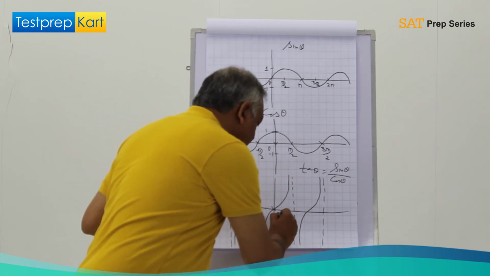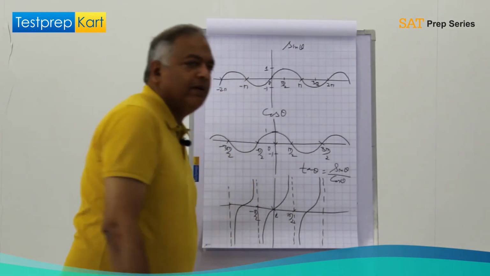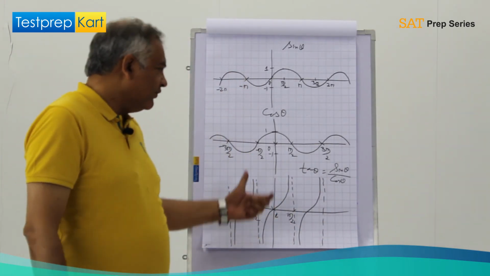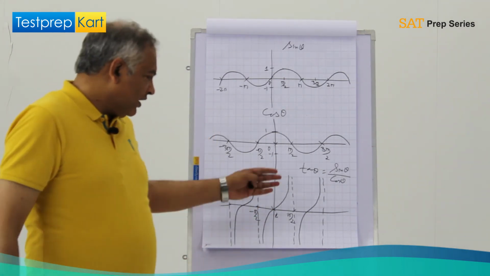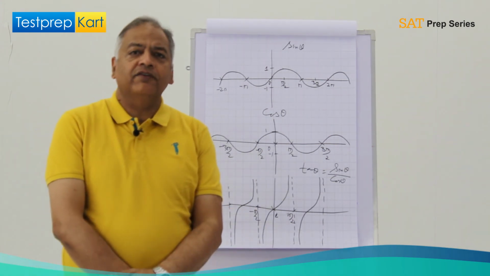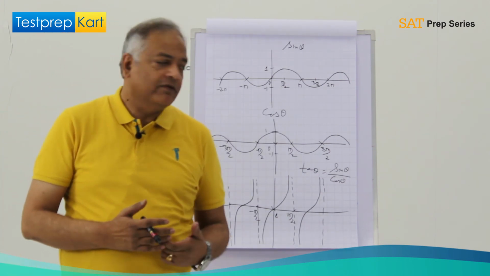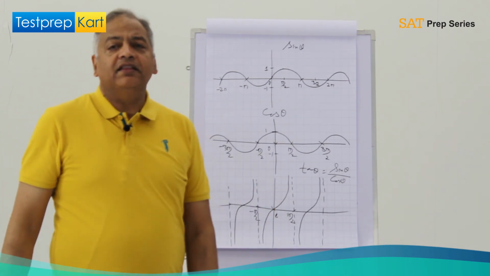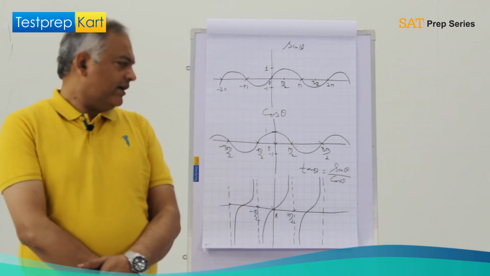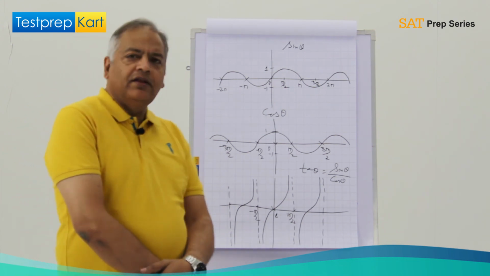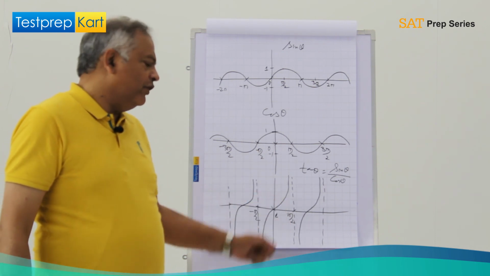So this point is 0, this is pi by 2, this is negative pi by 2, and likewise 3 pi by 2 and negative 3 pi by 2. With the help of these graphs of sine, cosine, tangent and cotangent, one can see the behavior of these trigonometric functions, wherever they are increasing, decreasing, and where the value is positive or negative. Again, the range of the tan theta graph is negative infinity to infinity, the entire real line, and the domain is all real values except those where cos theta is 0.